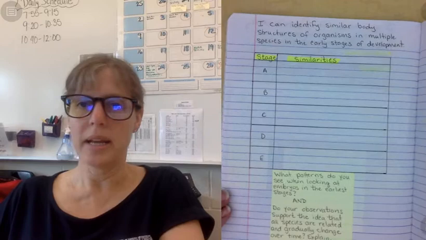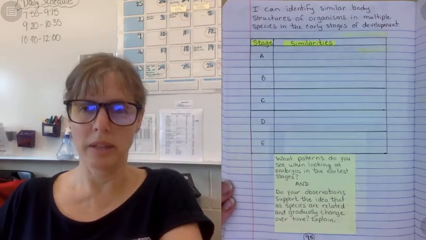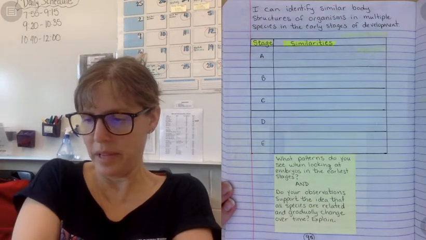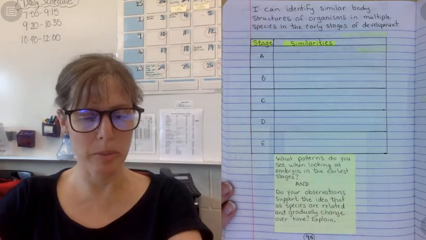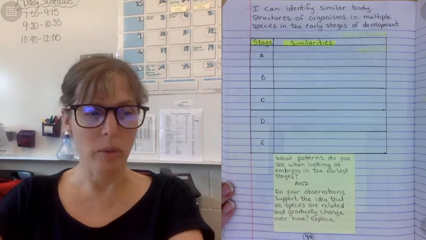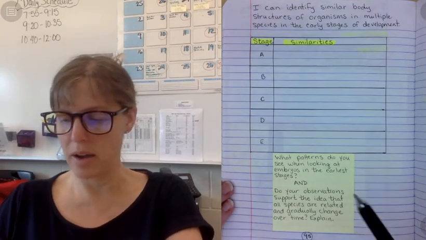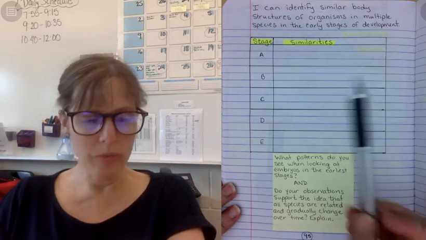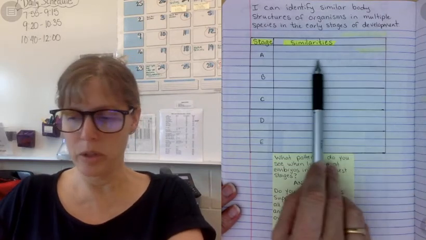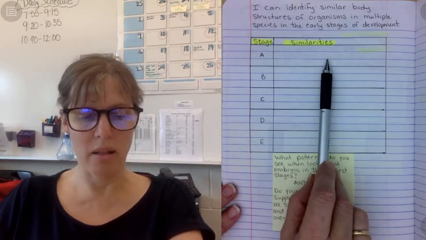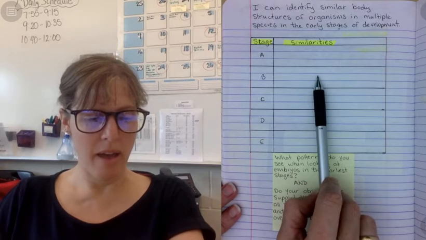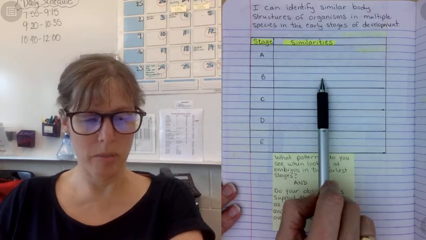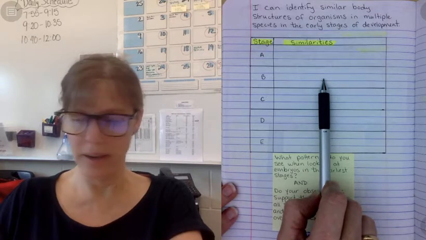All right, we did a little investigation. We looked at some pictures of similar body structures of organisms in multiple species in the early stages of development. That was the pictures of the embryos that we just looked at on notebook page 94. And hopefully in A, your similarities were that they all have the same shape and they look like one cell with a dark spot in the middle. And for B, they all look like they have more than one cell with a dark spot in the middle, and they're similar in shape and size.